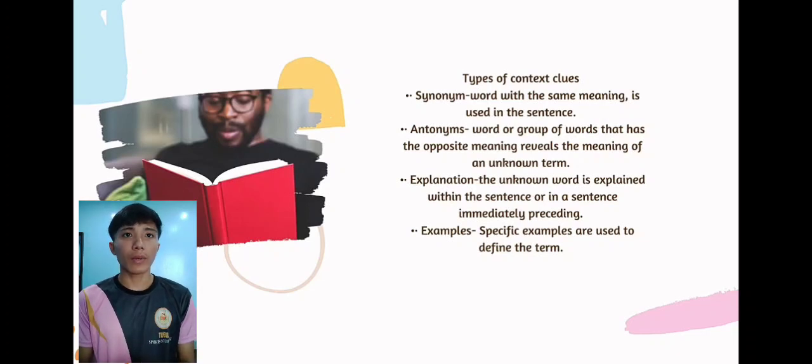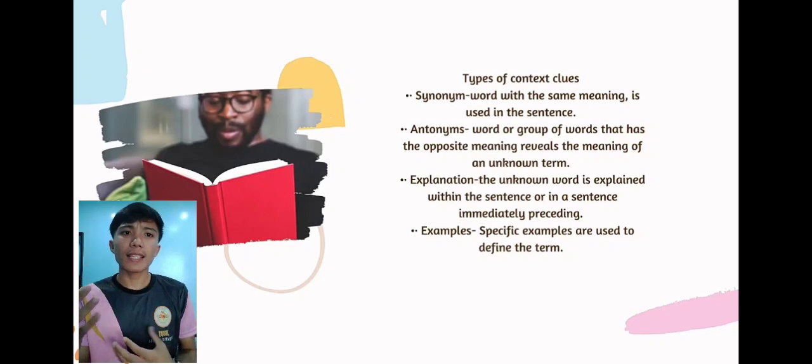First we have synonym. This is when a word with the same meaning is used in the sentence. Of course, all of us are familiar with it. This refers to words with the same meaning. Second, we have antonyms. An antonym is a word or group of words that has the opposite meaning and reveals the meaning of an unknown term. Opposite to the synonym, we have the antonym. This is the opposite meaning that is revealed in the reading sentence. Third, we have the explanation. The unknown word is explained within the sentence or in the sentence immediately preceding. In this part, the explanation refers to sentences that have difficult or unfamiliar words, but we can find the explanation in the next sentence that we are reading.